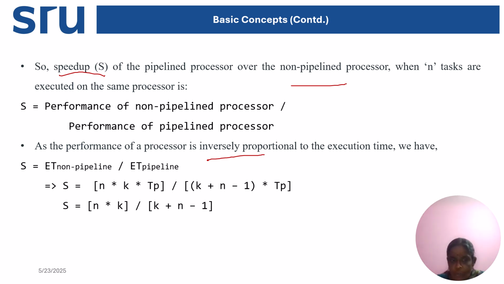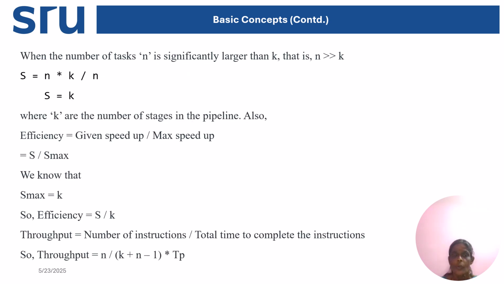If we simplify this equation, we get n into k divided by k plus n minus 1, because TP in the numerator and denominator will get cancelled. Finally, we get the formula S is equal to n into k divided by k plus n minus 1.